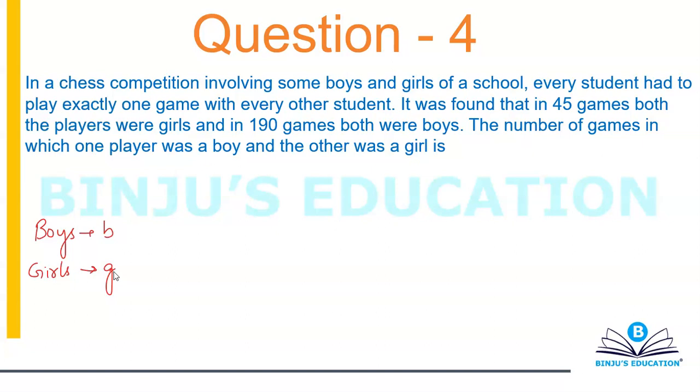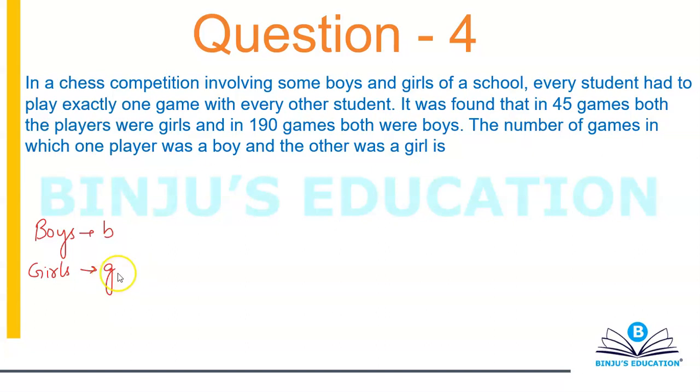It was found that in 45 games, both the players were girls. Now, in a chess game, only 2 participants are involved. For a game, I'm simply choosing 2 participants, right? The reason is whether A plays against B or B plays against A, it's one and the same thing. That will be counted as only one match.